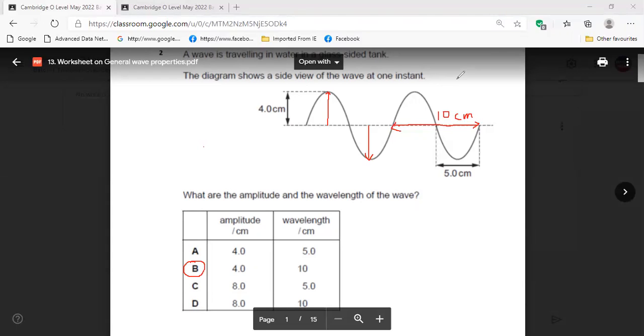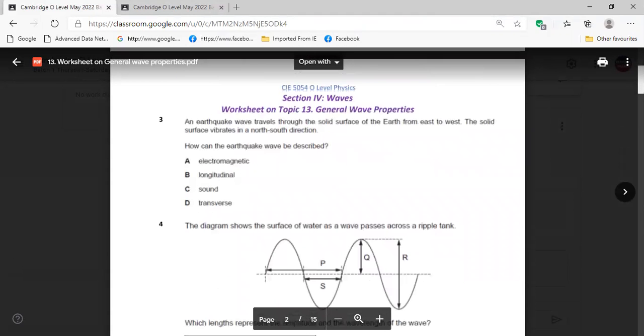Okay, we are done with question 2. Let's go to other questions. Question 3, Mahi, continue this. An earthquake wave travels through the solid surface of the earth from east to west. The solid surface vibrates in a north-south direction. How can the earthquake wave be described? Longitudinal wave.